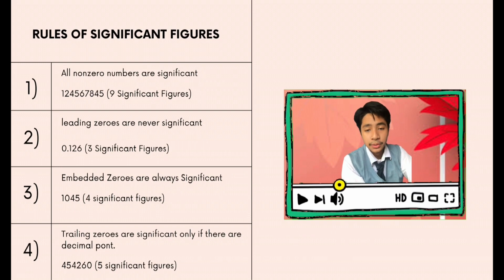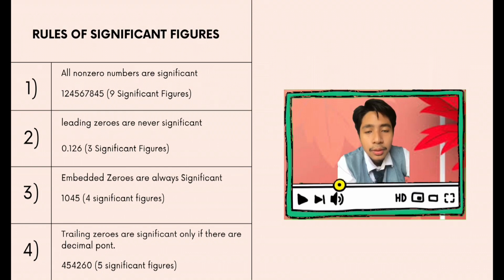Here are the rules of significant figures. Number 1. All non-zero numbers are considered significant. This means that zeros are not considered significant, which proceeds to the example of 1, 2, 4, 5, 6, 7, 8, 4, 5. It has 9 significant figures. Each non-zero number is considered as one significant figure.